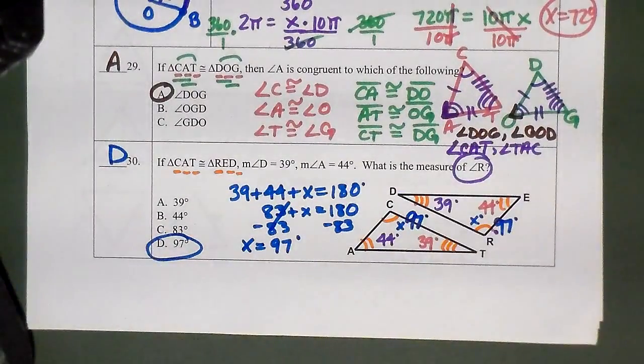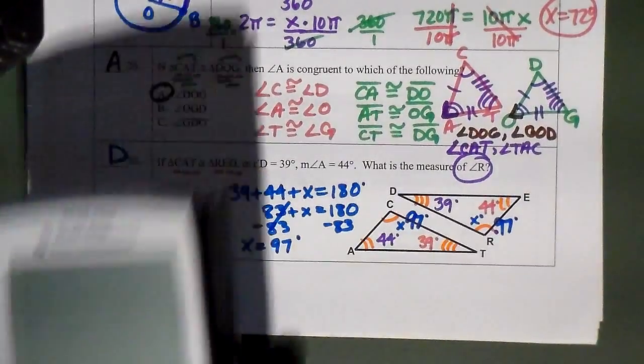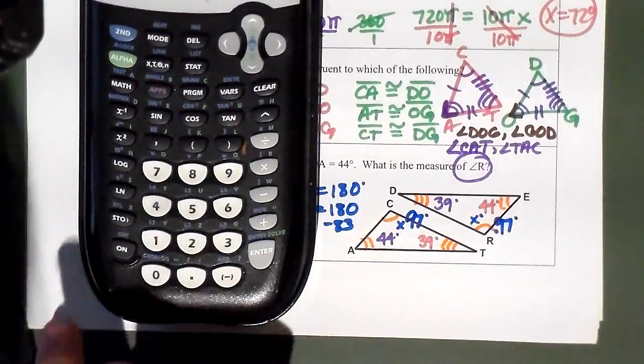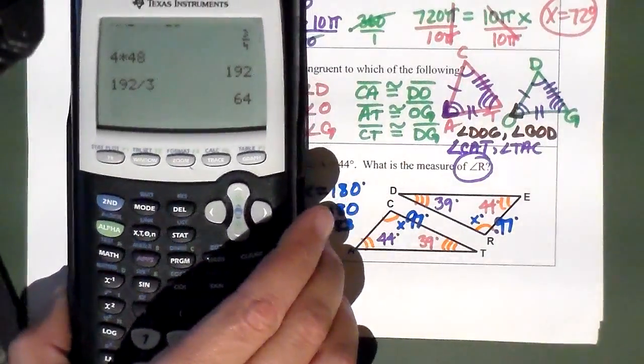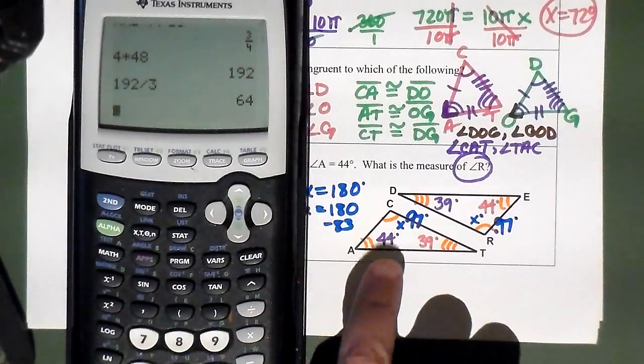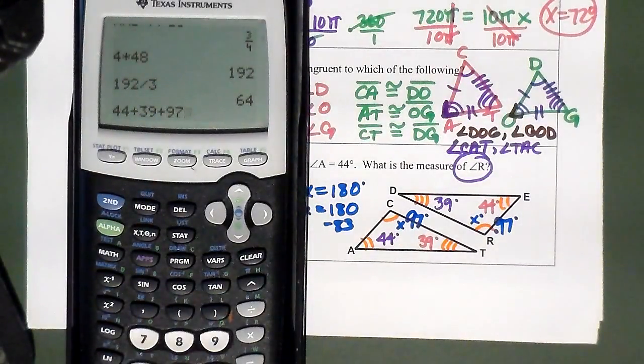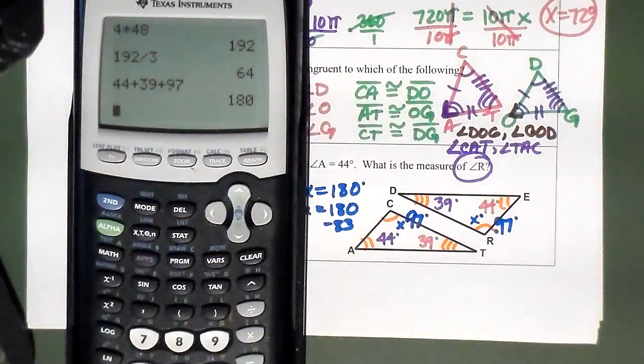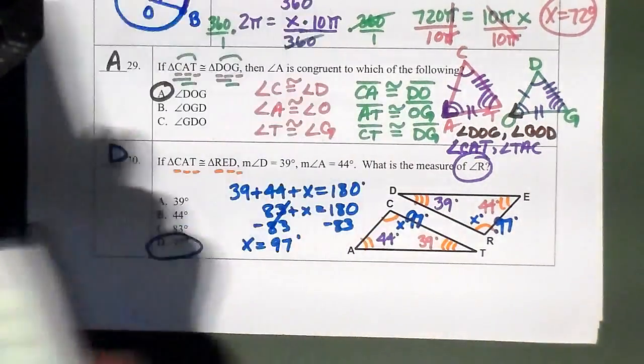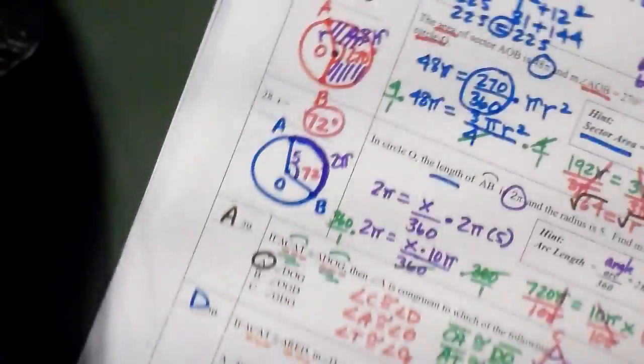And if you want to test your answer and make sure you got the right answer, what you would do is put the calculator actually in frame. You would do 44 plus 39 plus what did we find it was? 97. And what should we get? 180. Yay, we got it right. Okay. So that's how we work with the congruent triangle.